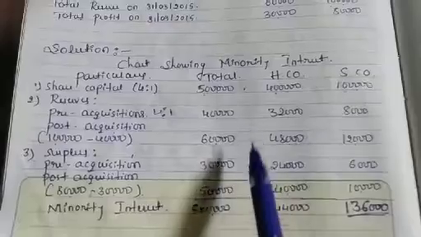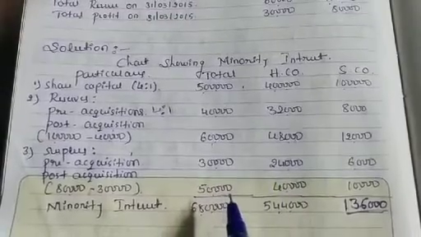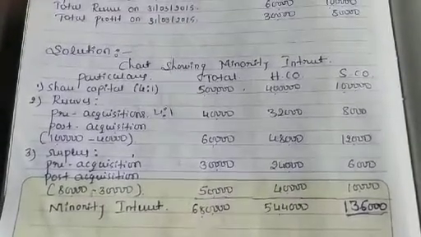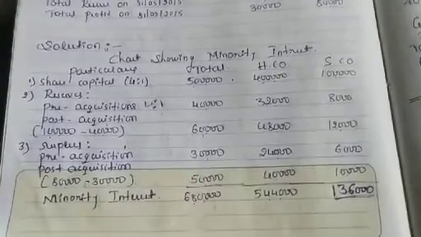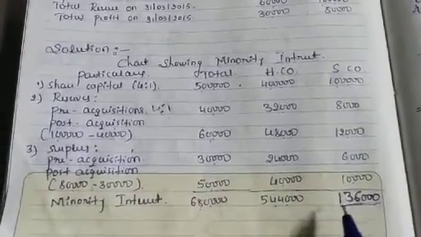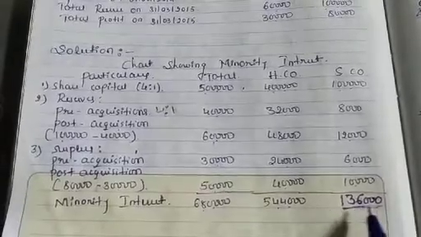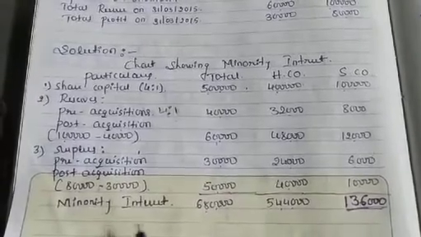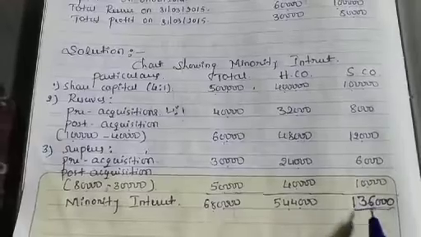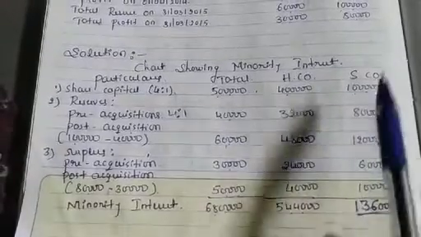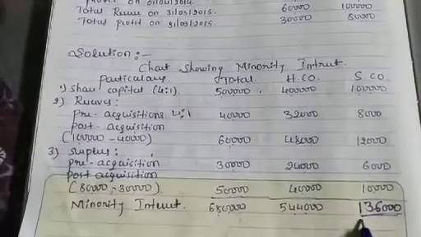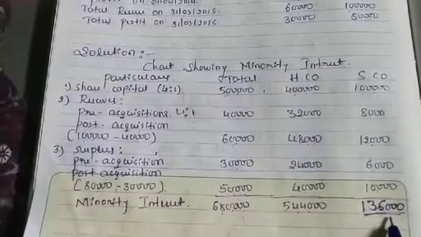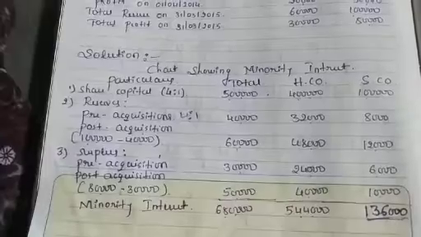Then there is no value for increase or decrease of fixed assets. Then we directly add all these things, and we get the minority interest. The bold figure, 1,36,000, is our minority interest of the subsidiary company. The subsidiary company's total is our minority interest. So this 1,36,000 is our minority interest.